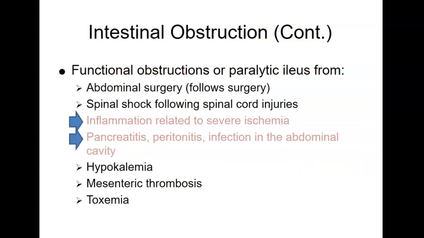So some other functional obstructions, or something called paralytic ileus, can come from surgery. This would be surgery where you get an adhesion that would come afterwards, so an inappropriate healing from surgery. People having spinal cord injuries could affect parasympathetic innervation. General inflammation, like if people have inflammatory disorders. Pancreatitis can lead to obstructions. Peritonitis, or just general infection in the abdominal cavity, could compress anything along the small or large intestine.